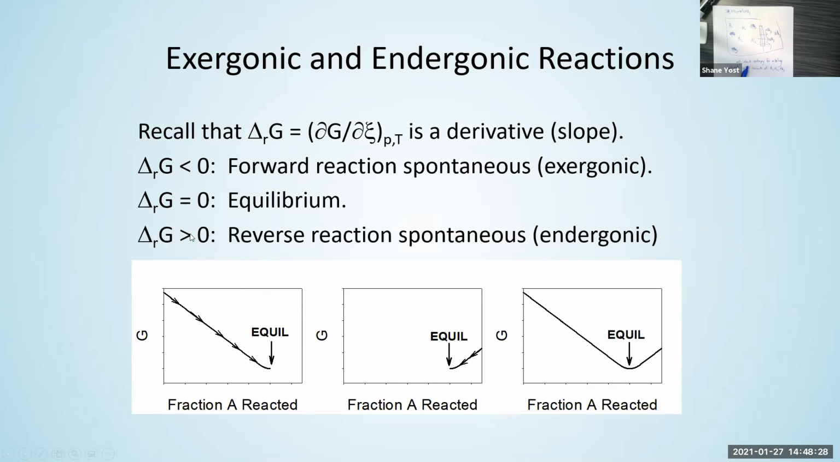So delta G being greater than 0 here is saying that the reverse reaction, you know, if I wanted to go uphill here, that's not spontaneous, but the reverse reaction going back down towards equilibrium is spontaneous, okay?